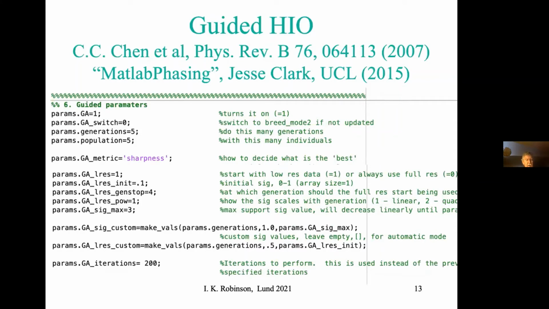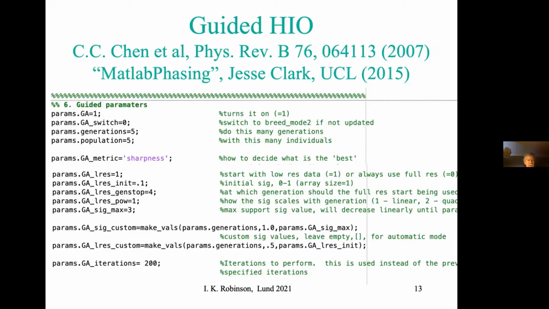Now, one more method that Jesse developed, and I have not actually used very much, but many others have, is called the guided HIO method. I'm only putting this in just to label it. It was invented by C.C. Chen, who's now a professor in Taiwan. He was a postdoc, I think, with John Miao in UCLA, and proposed this guided HIO method. Jesse picked up on it and built it into the MATLAB phasing program that we use.